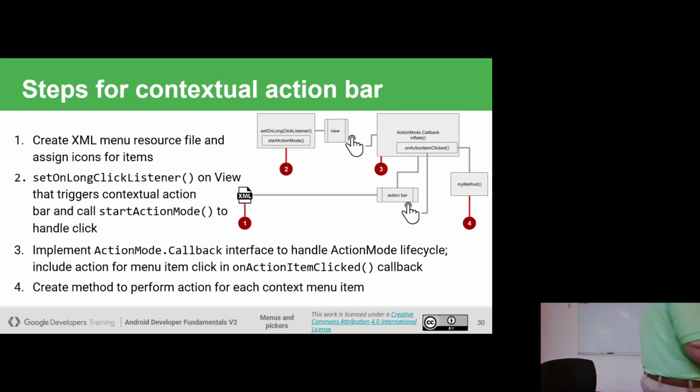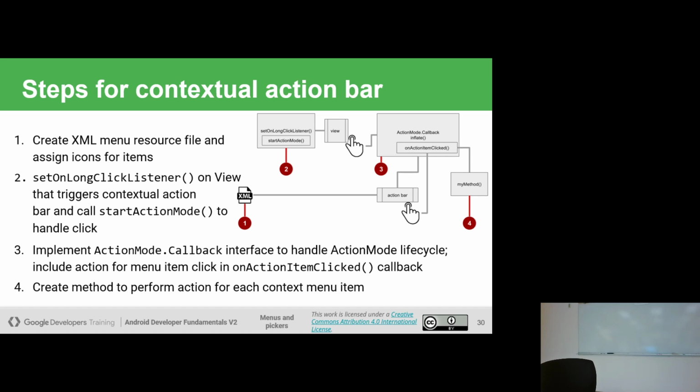Okay. So the process for setting this up. First, we need to create the menu resource, right? As we did with all the other pathways. The next thing I need to do is set up the long click listener on the view. So I'm going to hook that up here.